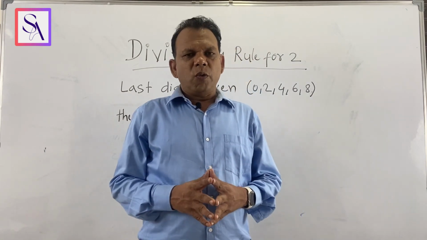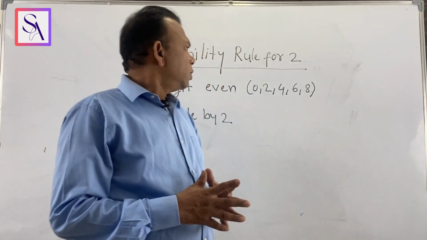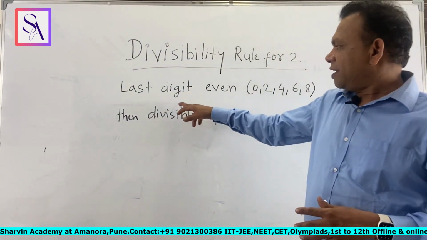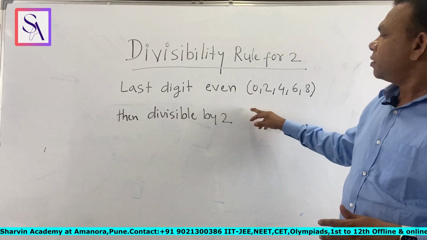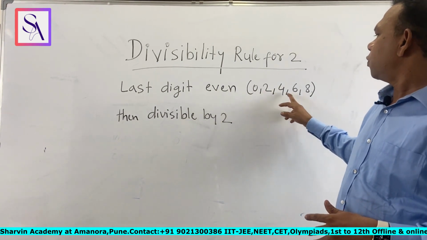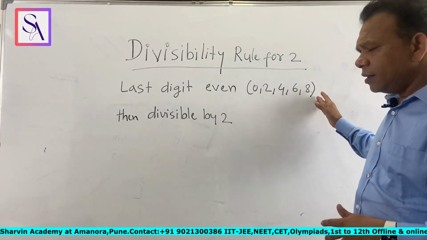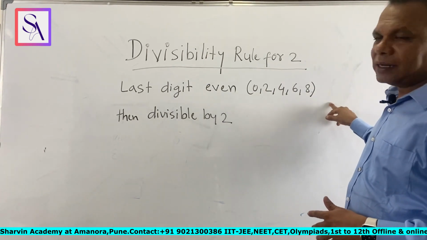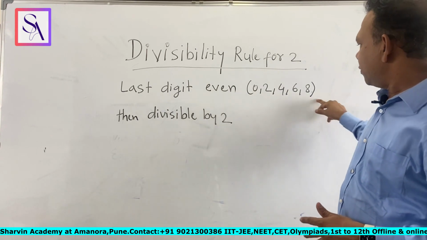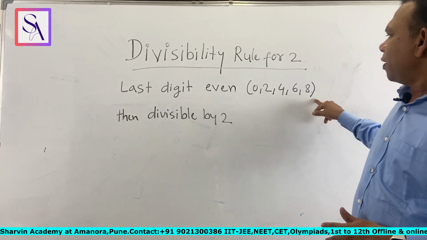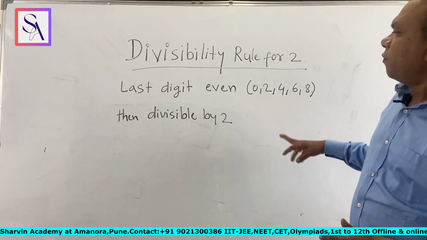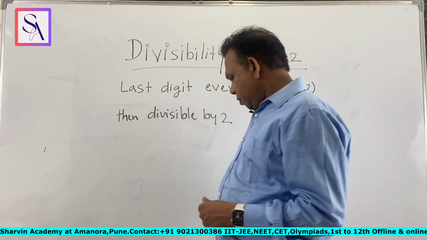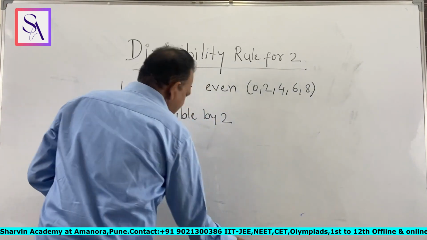Divisibility rule for 2. If in any number the last digit is even, meaning 0, 2, 4, 6, 8, there are infinitely many even numbers, but we are interested in single-digit even numbers. So these are the 5 numbers. So if the last digit is even, then that number is divisible by 2. We will take an example.